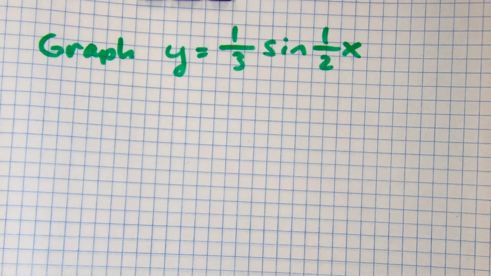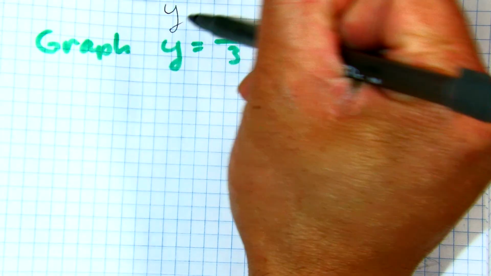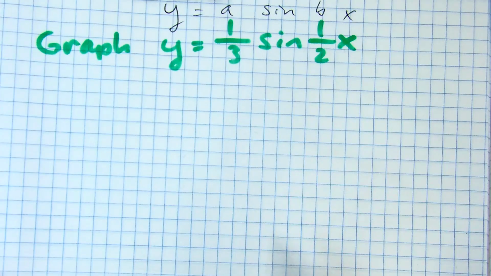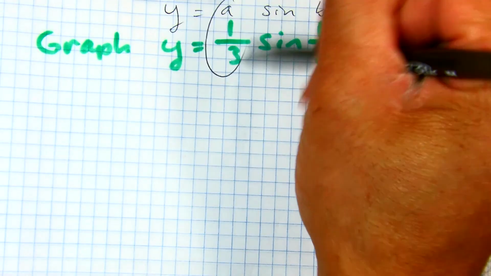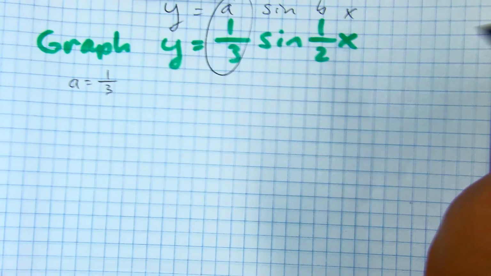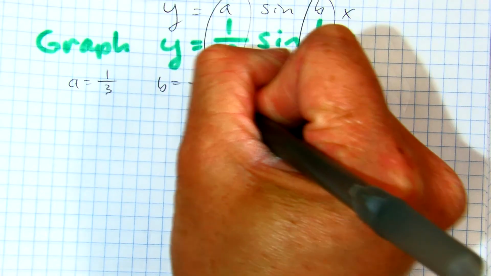Rochelle, what did you do first? What am I going to write above or below this? And your A value is what? B value? Yep. Thank you.